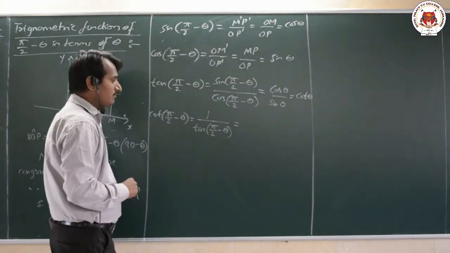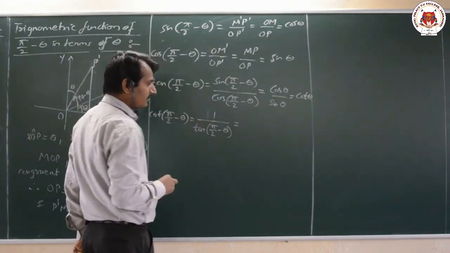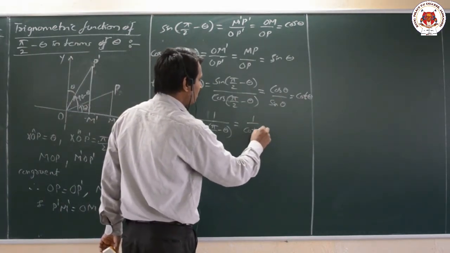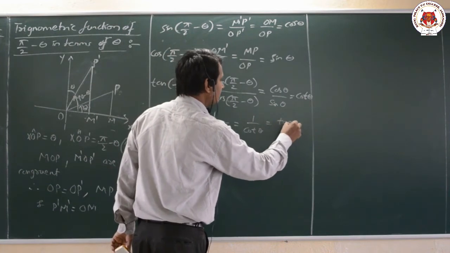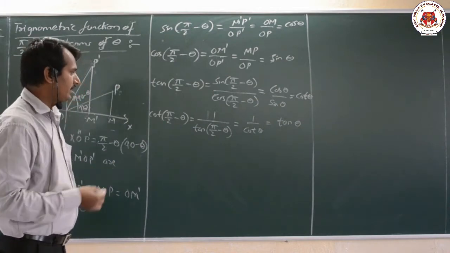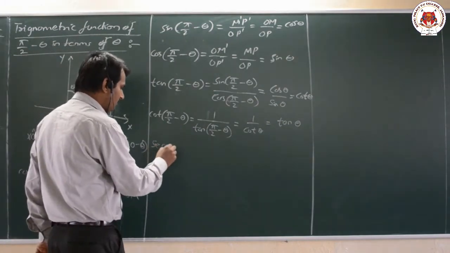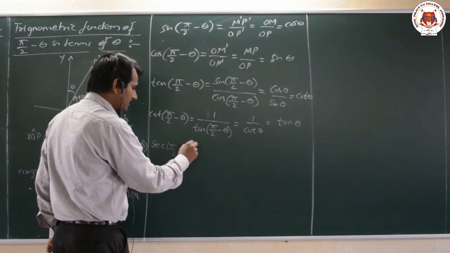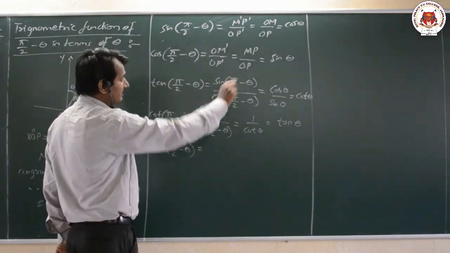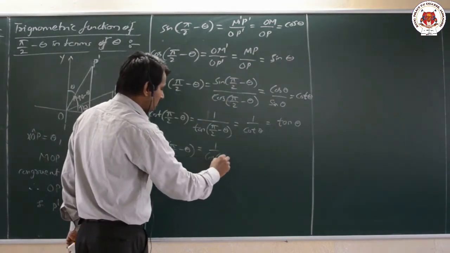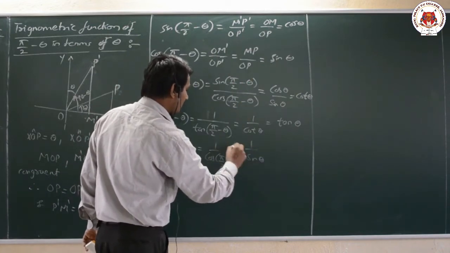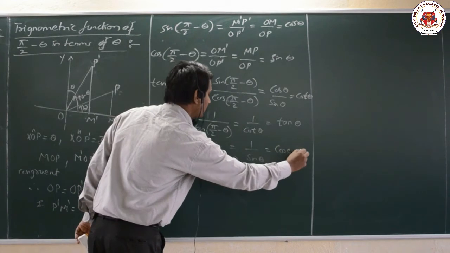So what we get here: tan of pi by 2 minus theta, the value is 1 divided by cot theta, and hence 1 by cot means tan theta. Now similarly we require to find the other two values. Secant of pi by 2 minus theta means 1 by cos of pi by 2 minus theta, which is 1 divided by sin theta. 1 by sin means cosecant theta.